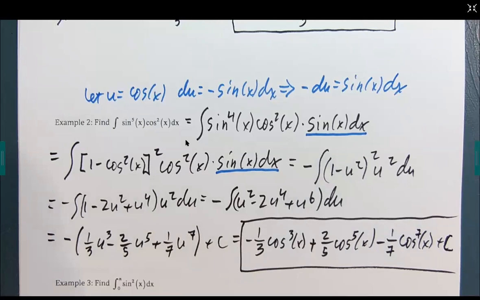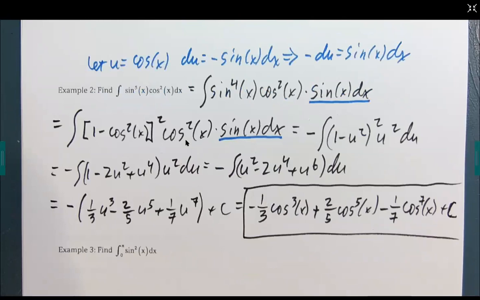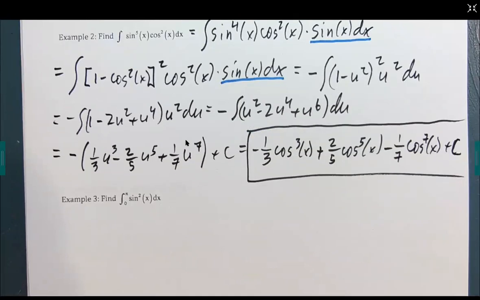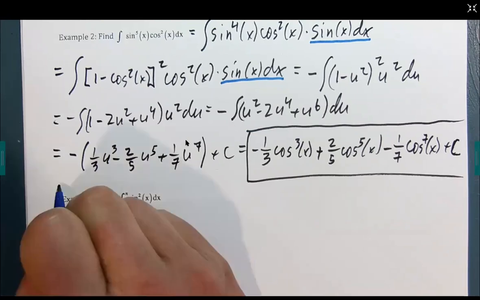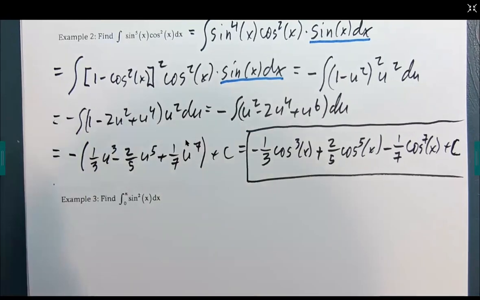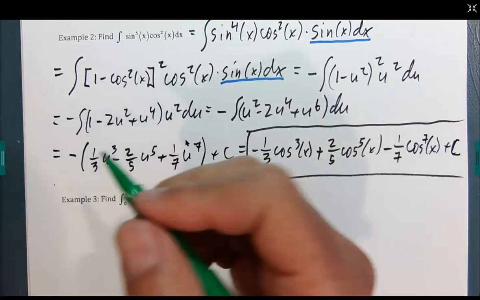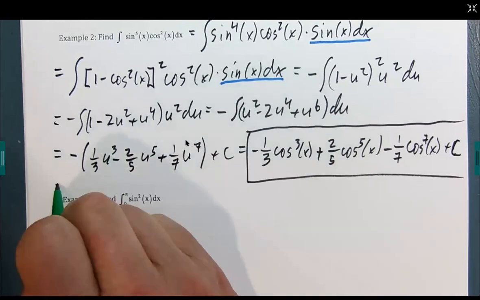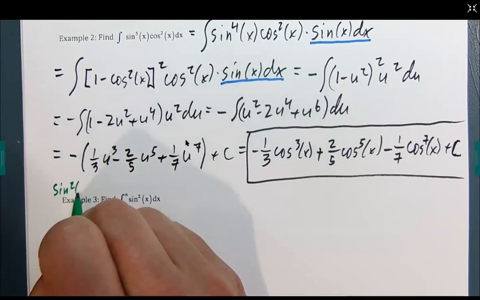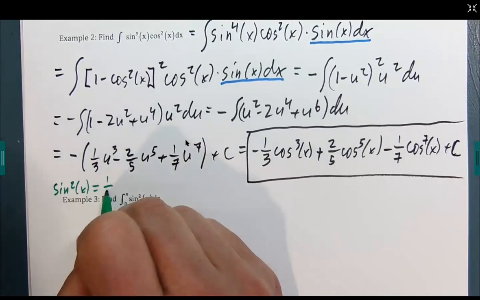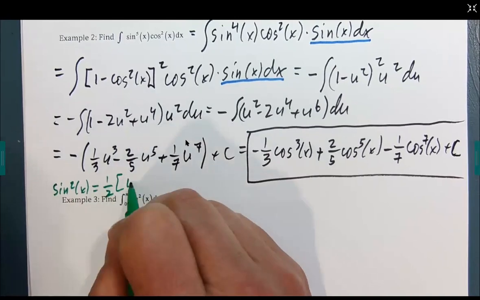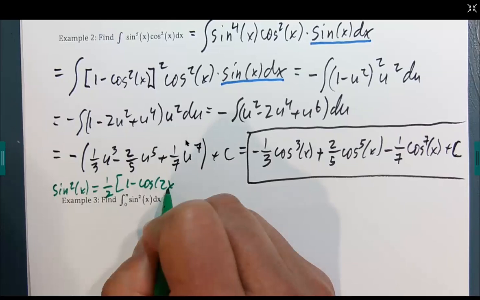For this next one, we're going to use one of those half angle rules. If you didn't get a chance to write that down or whatever, it's going to look like this. I'll use a different color. Let's use green. So it's going to be sine squared x equals 1/2 times 1 minus cosine of 2x.